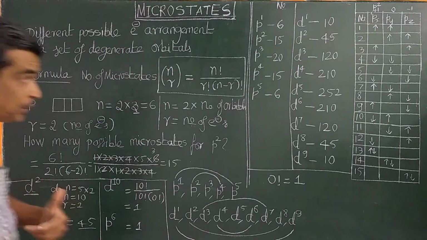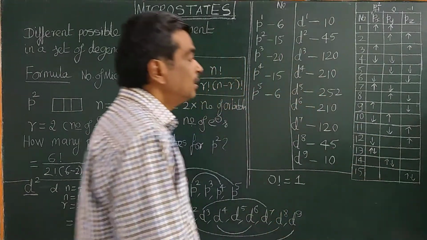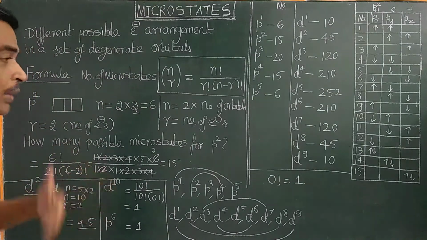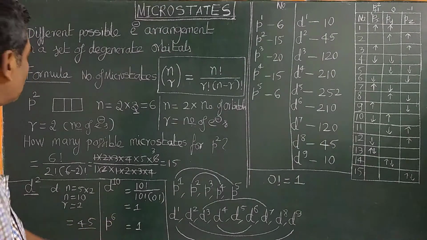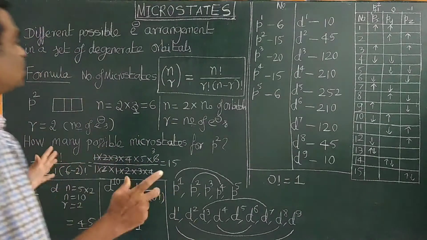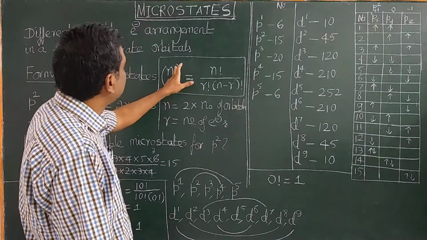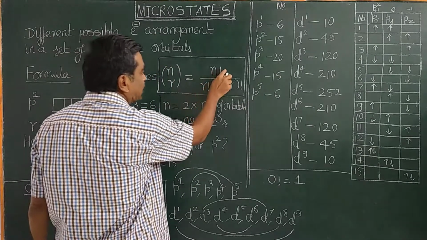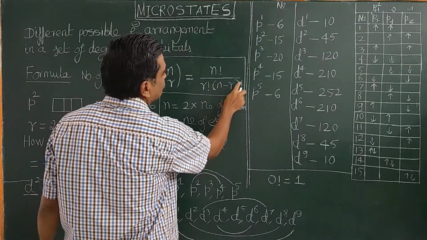Now, for example, for D2, can you draw the table like this? It is very, very difficult. Therefore, there is a formula given by permutation and combination rules to calculate the number of microstates. It is a function of n and r. The formula is n factorial divided by r factorial times (n minus r) factorial.